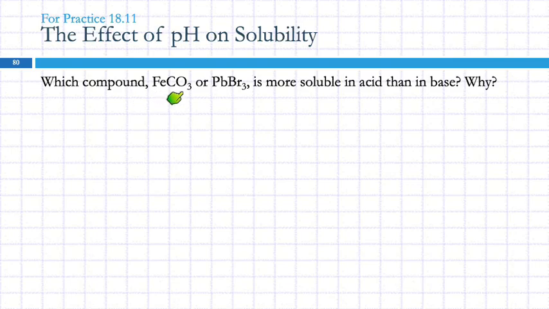So iron carbonate, the carbonate ion, is a base. Right? So this base reacts with the hydrogen ion in the acidic solution, removing the product and causing the reaction to go towards the products, increasing the solubility. Any questions?